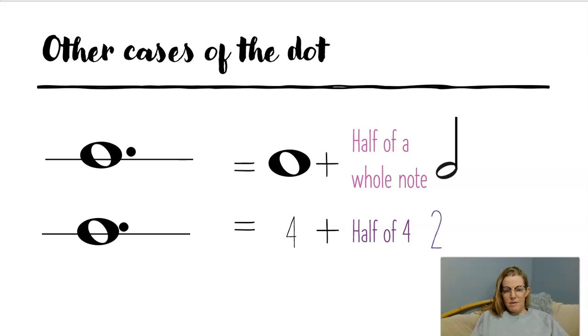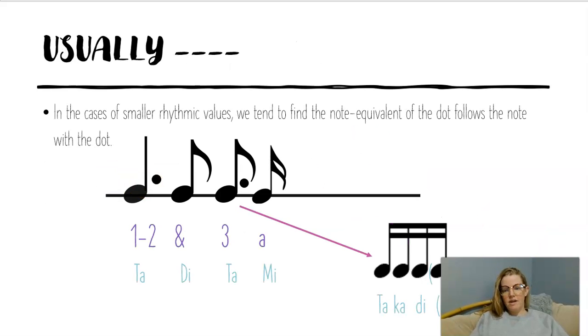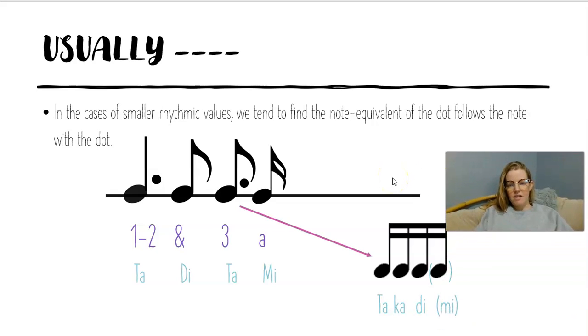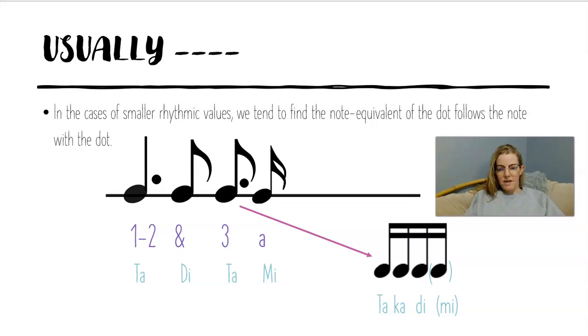One other thing that usually happens, not all the time, but usually, is that we find the note equivalent of the dot follows the note with the dot for these smaller values. So if you see a dotted quarter note, a lot of the time you'll see it followed by an eighth note because the dot is actually essentially adding an eighth note to it. So to make it whole, 2 beats, you tend to see the eighth note following that. Same with a dotted eighth note, you'll tend to see a 16th note following it, so you make it whole. So it's more even. Doesn't always happen that way, but we usually tend to find it that way.